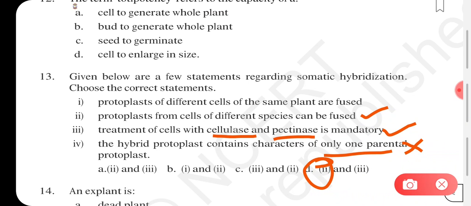During somatic hybridization, the protoplasts from the cells of different species can be fused, and the treatment of cells with cellulase to remove the cellulose wall and pectinase to remove the pectin deposition is also mandatory.